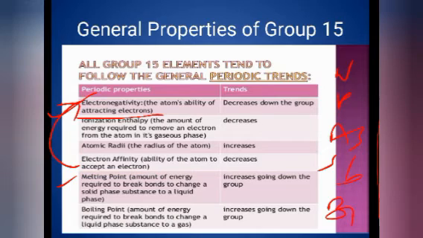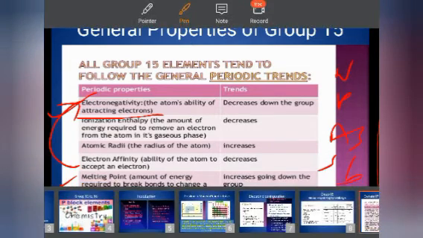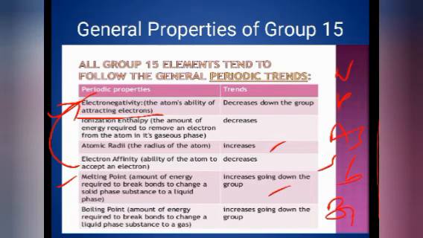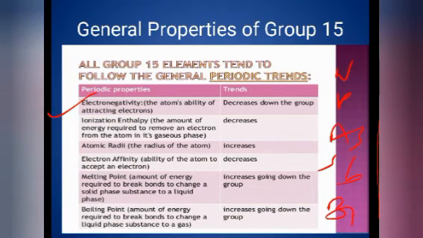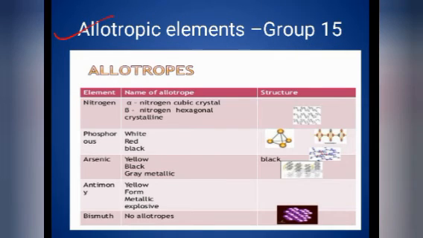Melting point is the amount of energy required to break bonds to change a solid phase into a liquid phase. It is increasing, and boiling point is also increasing. So it means that atomic radii, melting point and boiling point are increasing, while electron affinity, ionization enthalpy and electronegativity are decreasing. So this is the periodic trend. After this, we will see the allotropic forms of group 15 elements.